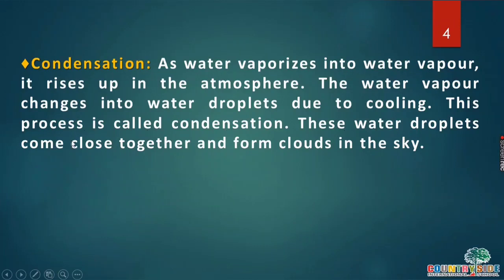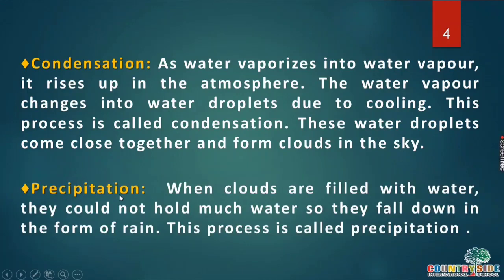These water droplets come close together and form clouds in the sky. The water vapor is cooled down into water droplets, and these droplets combine together and form clouds in the sky. So this whole process of cooling of water vapor into water droplets and forming clouds in the sky is called condensation.